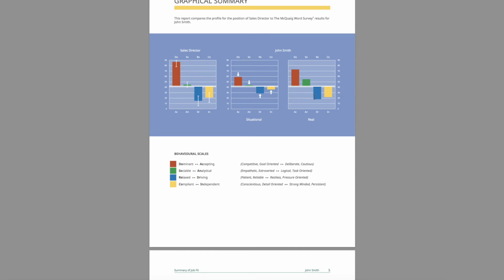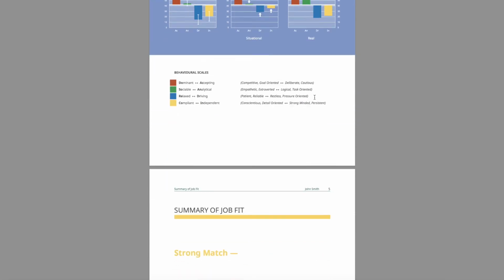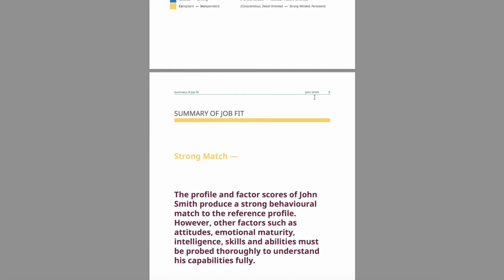What we like to say is that most people tend to hire on skills and experience, but fire on behaviours. So rather than waiting until the employers hire that person to find out what their behaviour is like, this report gives the employer this information up front so that they can make an informed hiring decision. And in this instance, the profile is very close, and the system describes John as being a strong match.